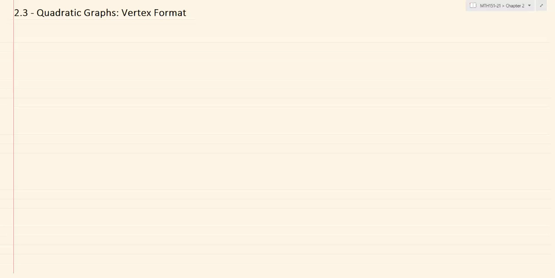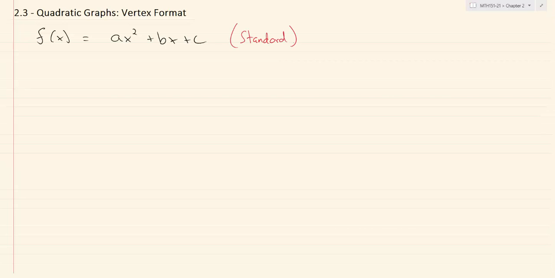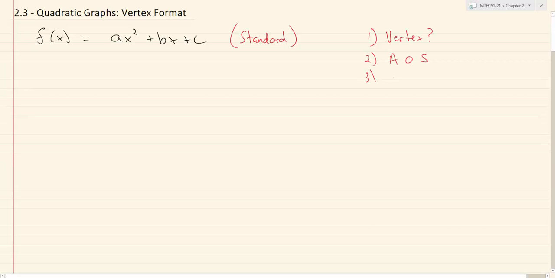This is 2.3, quadratic graphs, vertex format. If you start out with f of x equals ax squared plus bx plus c, we wanted to find a list of things about this function. Where is the vertex? Where is the axis of symmetry? Where is the y-intercept? And where is the x-intercept?